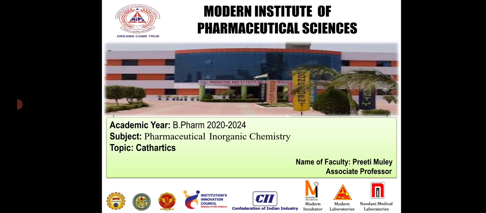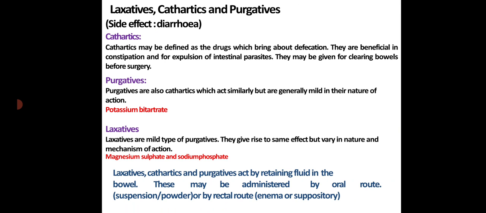Today we'll be studying the topic cathartics. Cathartics belong to the category of gastrointestinal agents. Firstly, we'll see the definition of cathartics. Cathartics may be defined as the drugs which bring about defecation. They are beneficial in constipation and for expulsion of intestinal parasites. They may be given for clearing bowels before surgery.